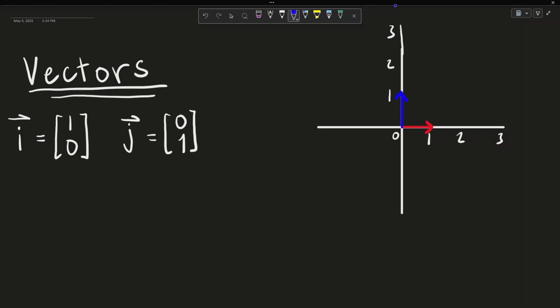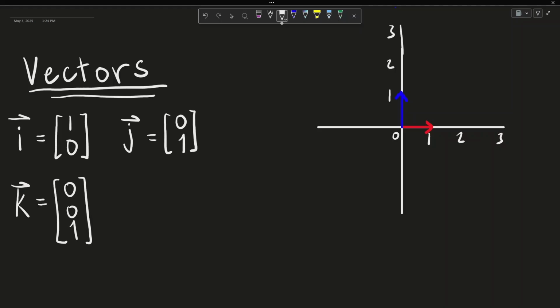In higher dimensions, such as in 3 dimensions, you might even see a standard basis vector k, which would be notated like this. And note that since it's in 3 dimensions, you'd have 3 entries. So you'd have 0, 0, 1, and this would be a 1 in the z.